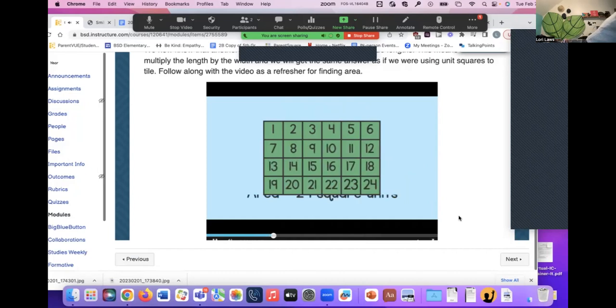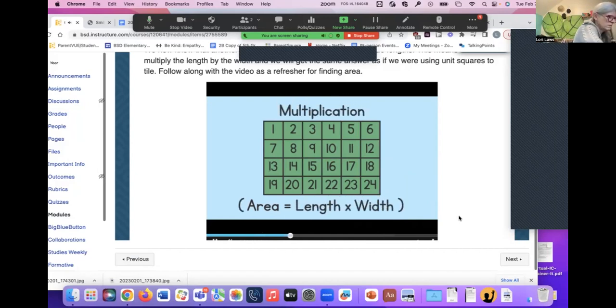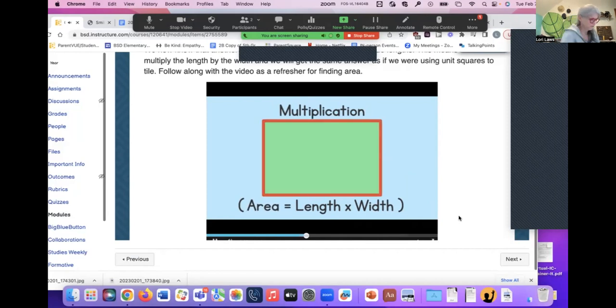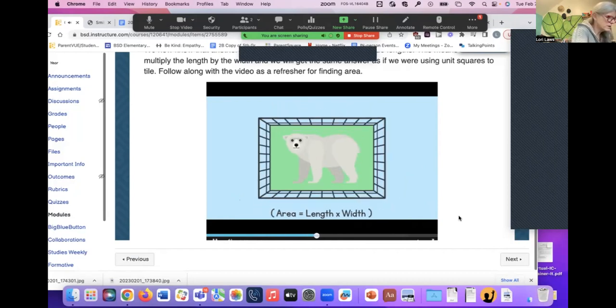Here we can count 24 unit squares. So we know the area of our shape is 24 square units. A great trick for finding an answer quickly is to use multiplication. Multiply the length times the width to discover the area. To do this, we need the length and width of the rectangle we're looking at.